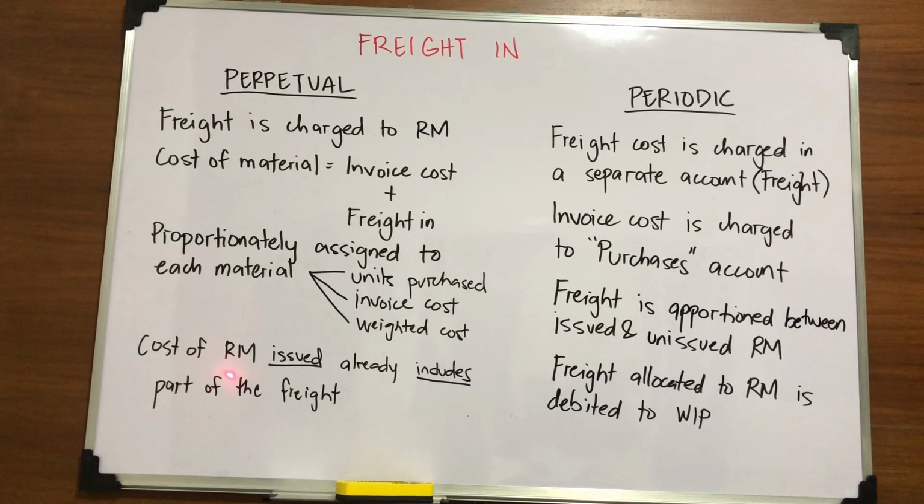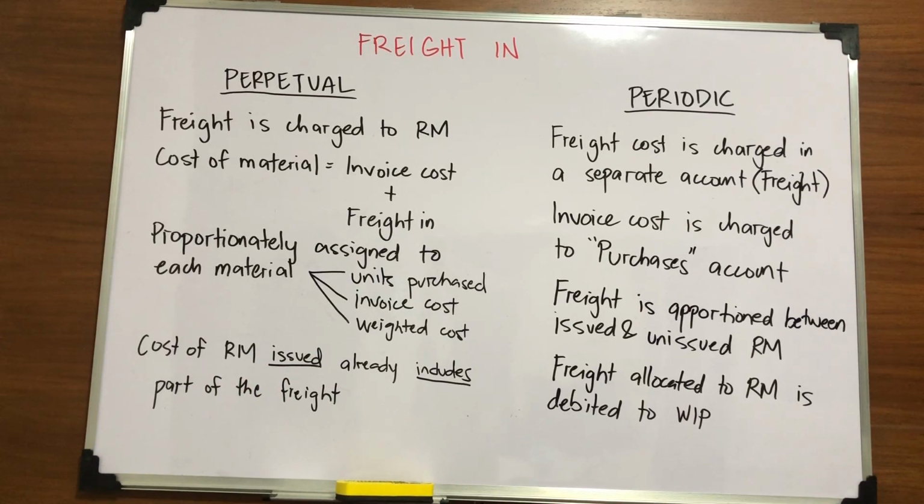Also, the cost of your raw materials issued already includes the part of the freight. Again, this fourth bullet, this refers to the flow from the raw materials to the conversion process. So when you transport your raw material inventory to WIP, it already includes a part of the freight.